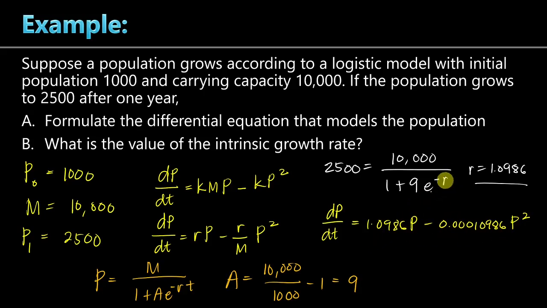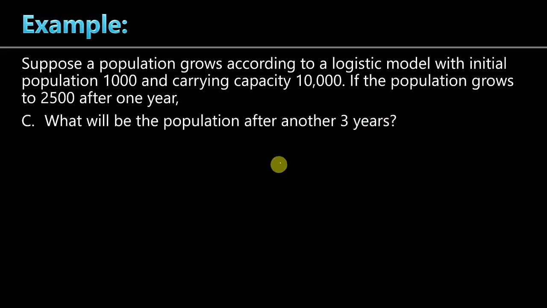Diba? Now, after having our intrinsic growth rate and our complete differential equation, let us find another quantity. Ano ang population after another 3 years? So, kasi kanina, after 1 year, 2,500. After 1 year yon. Eh, ang sabi niya, after another 3 years. So, that means dito, ang time na involved ay 1 plus 3. So, that means 4. Ano? So, when t is equal to 4, hinahanap ano naman ang population. So, that means ang hinahanap natin ay P4.